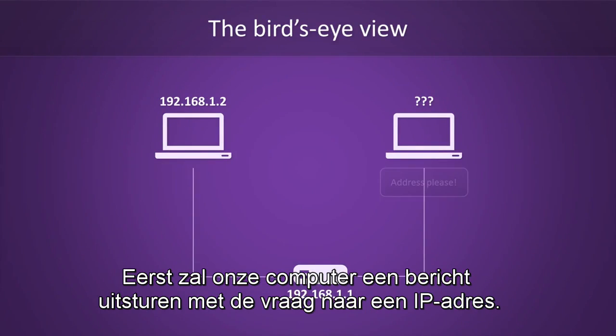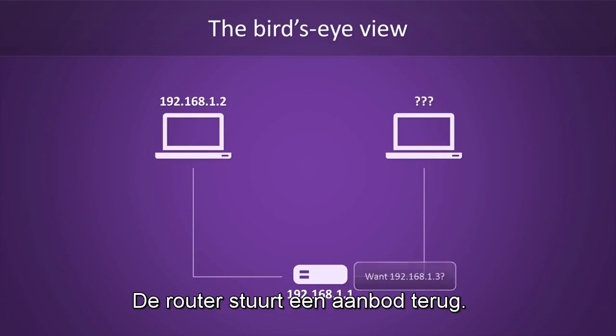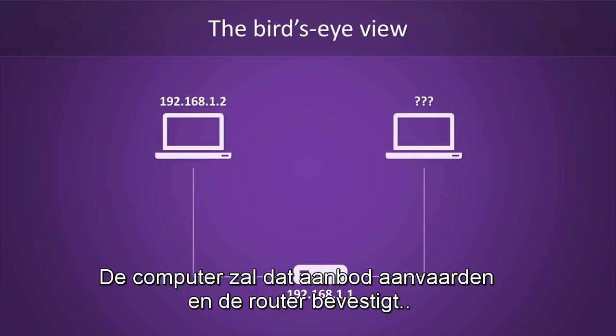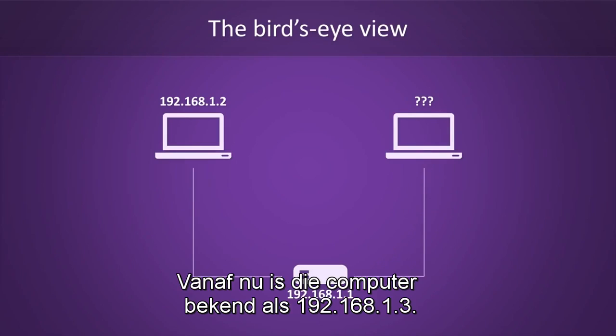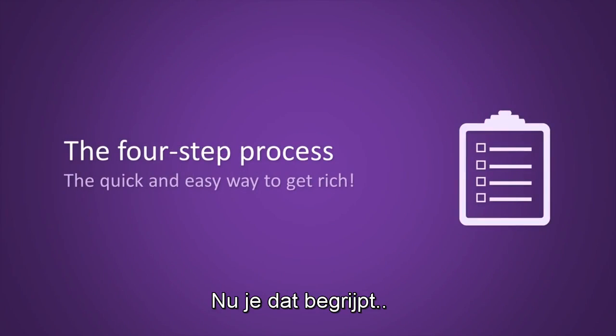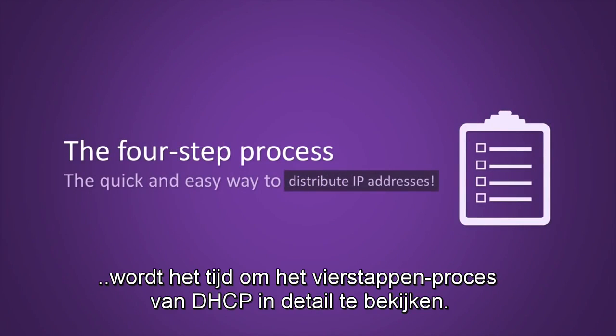First, our new host will send a message asking for an IP address. The router will respond to this request with an offer. The new host will accept the offer, and finally, the router will confirm that the IP address is now assigned to the host. From this point forward, it is known as 192.168.1.3.